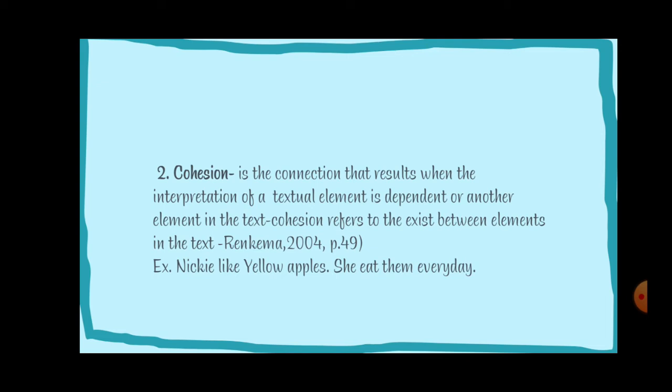So in this example, the interpretation of she depends on another element in the text. Similarly, the interpretation of them depends on yellow apples. In this case, cohesion is achieved by the use of the personal pronouns she and them.